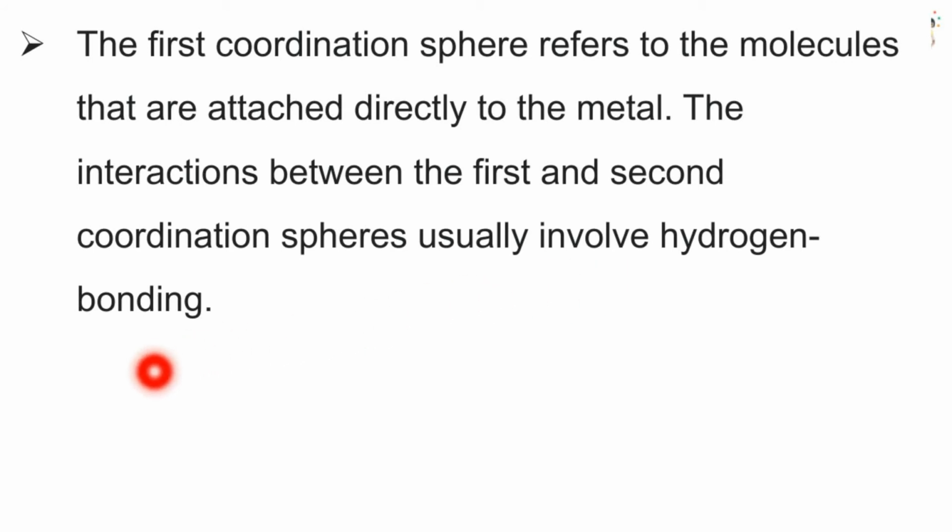Friends, here I ask one question. What is the definition of hydrogen bond? Yes. The bond formed between hydrogen and a highly electronegative element in the periodic table is called a hydrogen bond. Hydrogen bond is one of the types of physical bond.